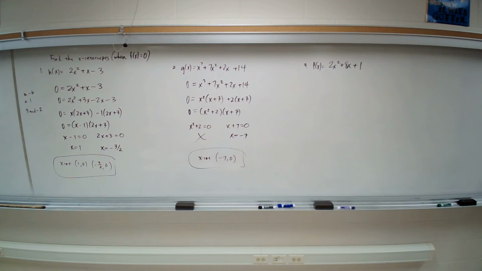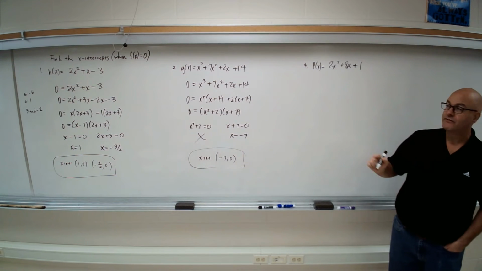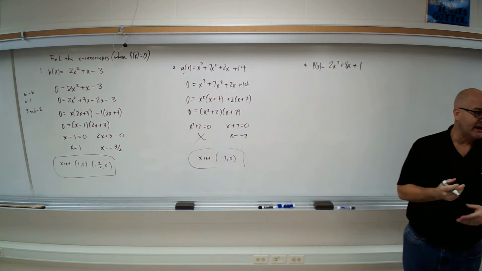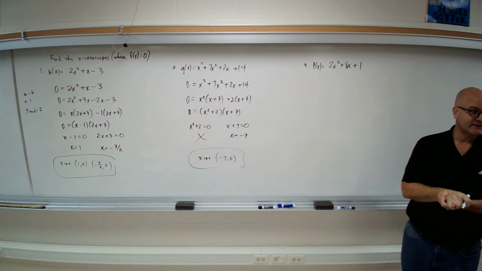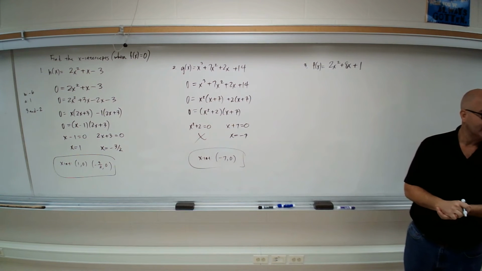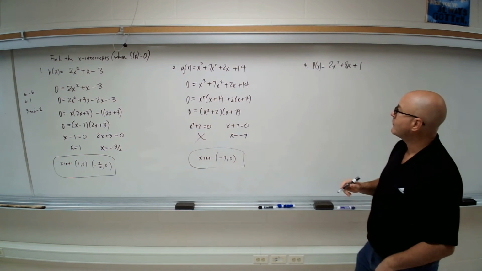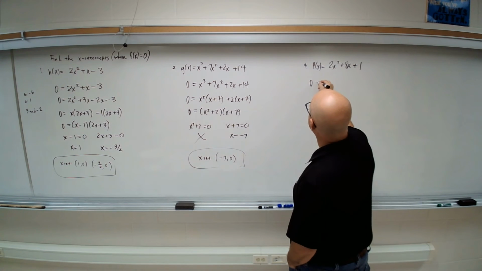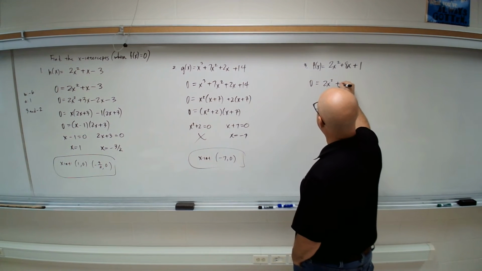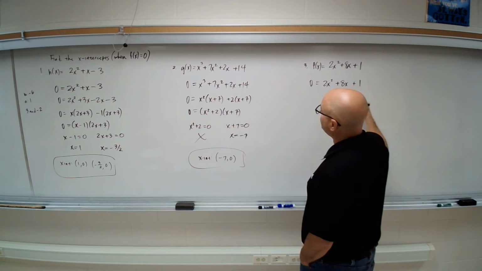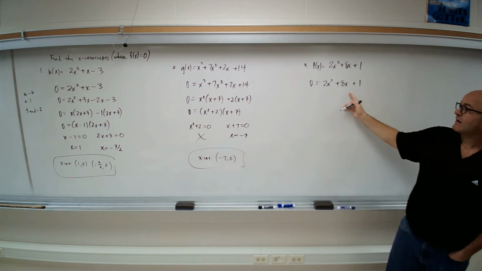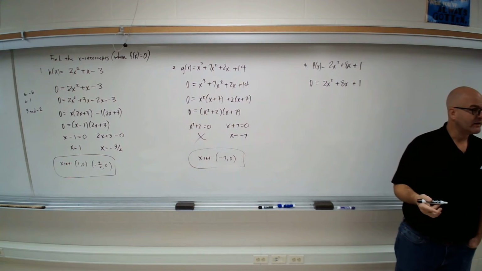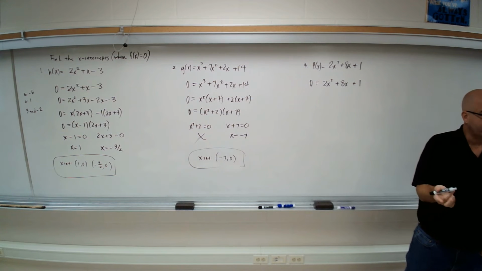Okay, number 3 is a nice one because I would hope that you tried to factor it and then you said, hey, what two numbers multiply to be 2 and add to be 8? Then you quickly decided that there are not two numbers that we know that do that. So we're going to have to use the quadratic formula. We're still solving those. 0 equals 2x squared plus 8x plus 1. Don't forget the quadratic formula needed a 0 equals. That's part of the thing.